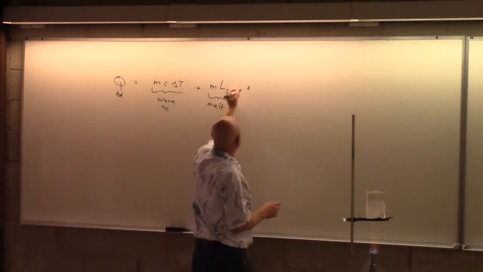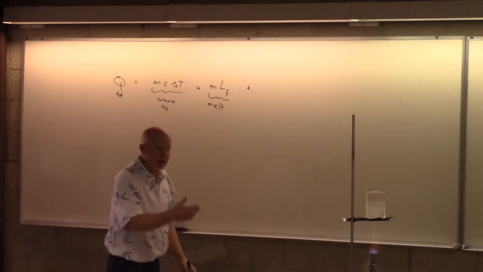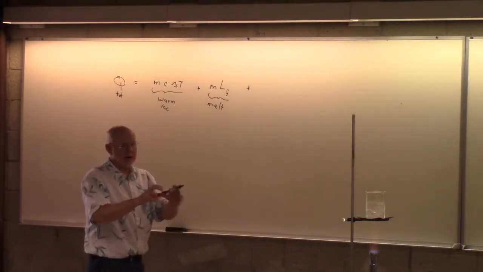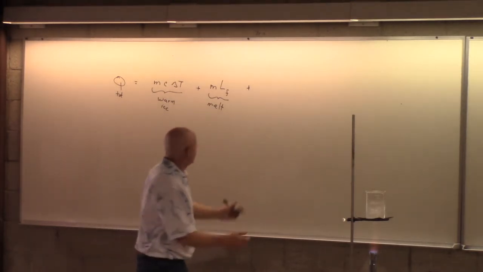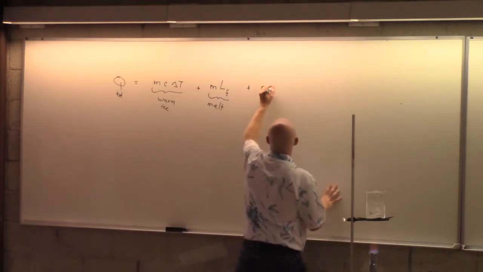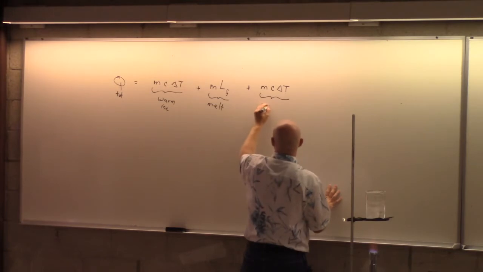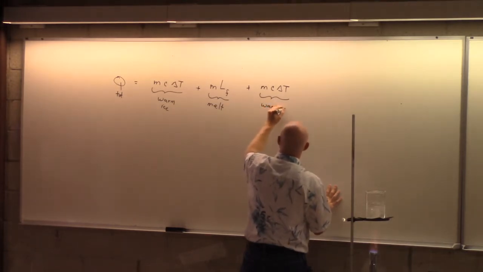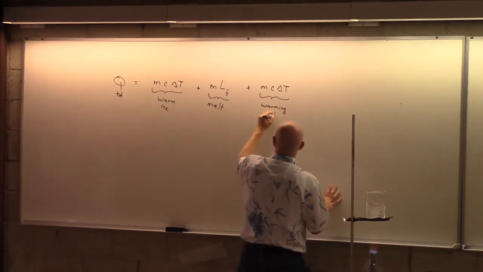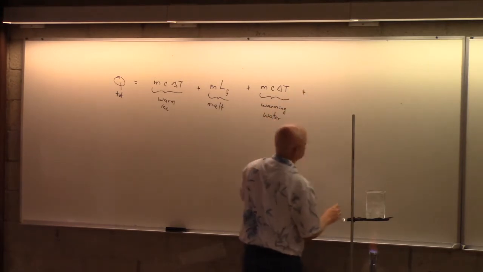That did not make its temperature go up at all. Then, once I melted all the ice, I now had water that I had to warm up. So I have another m c delta T, and I will call this a warming of the liquid water at this point.